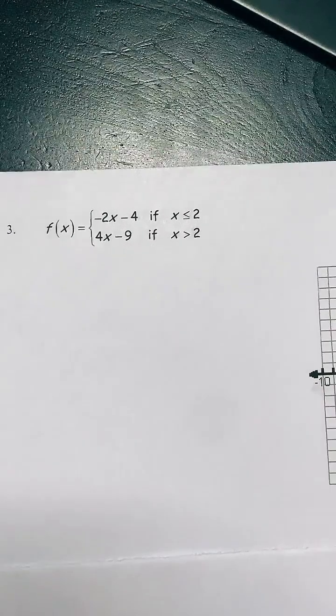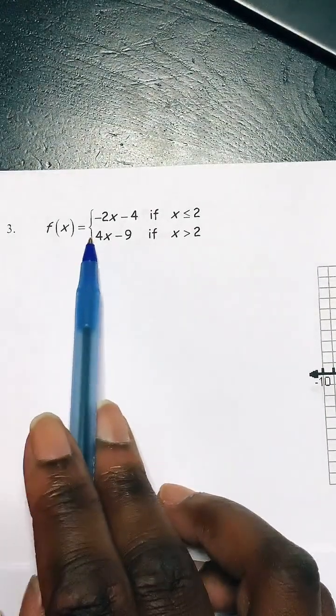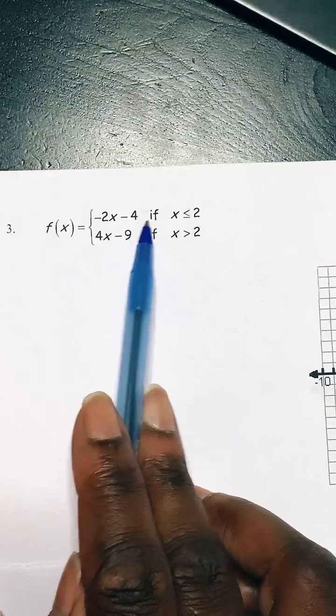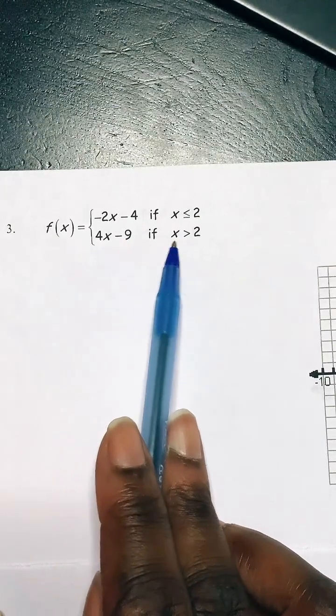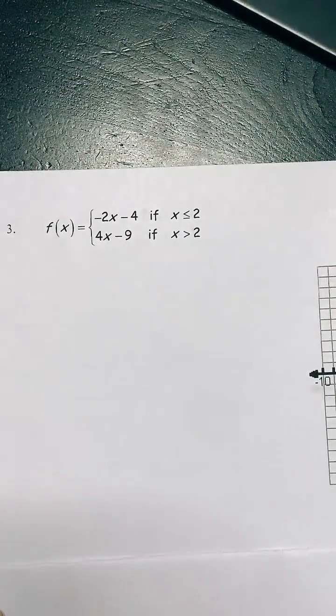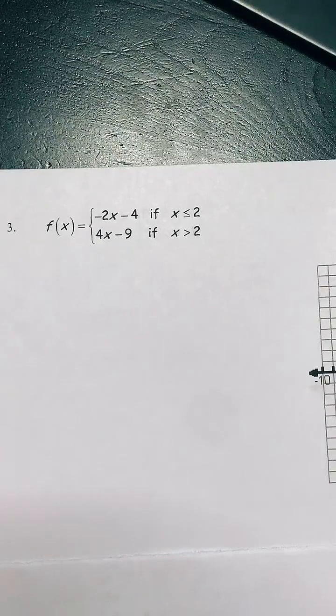All right, so taking a look at f of x, we have negative 2x minus 4 if x is less than or equal to 2. We have 4x minus 9 if x is greater than 2. All right. So where is my boundary line? Where is that going to be? Where would my boundary line be?